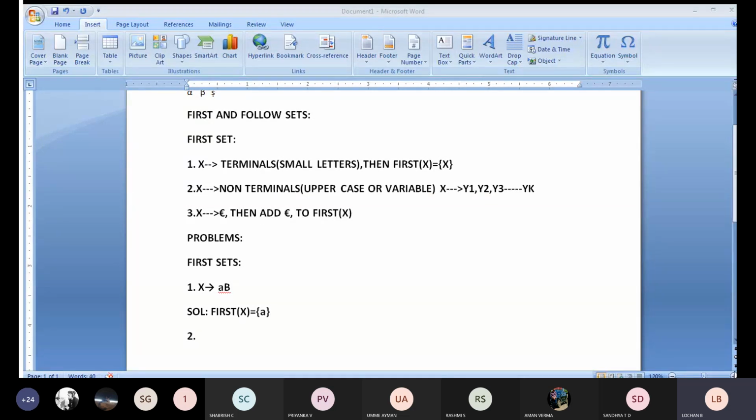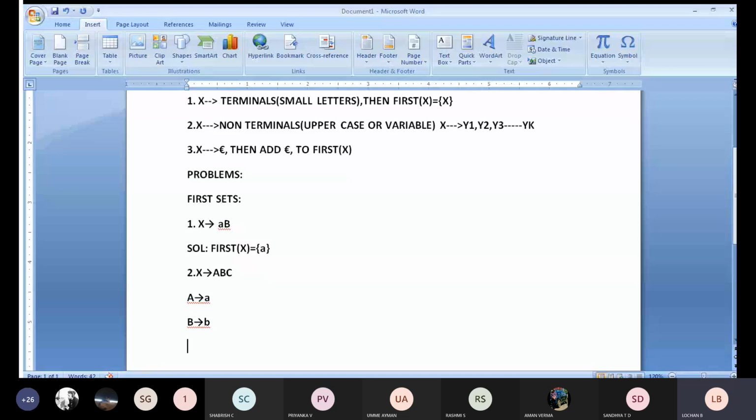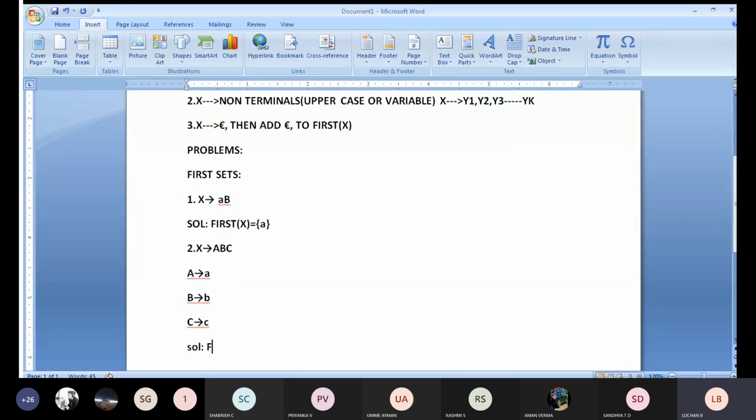X implies capital A, B, C. So A, B, C is there. We are going to continue the productions. A implies small a. B implies small b. Capital C implies small c. We will be getting these.